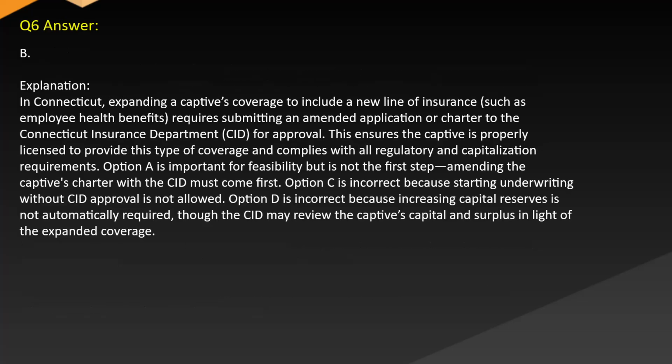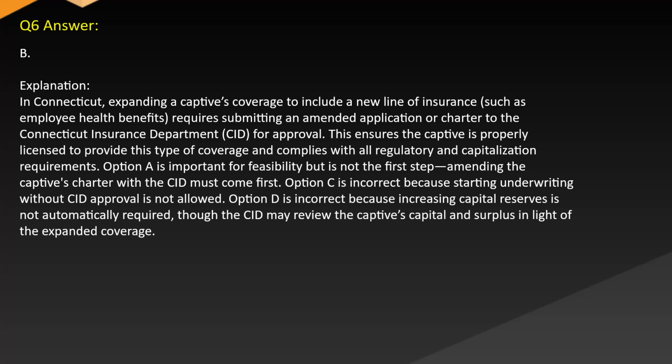Answer B. Explanation. In Connecticut, expanding a captive's coverage to include a new line of insurance, such as employee health benefits, requires submitting an amended application or charter to the Connecticut Insurance Department (CID) for approval. This ensures the captive is properly licensed to provide this type of coverage and complies with all regulatory and capitalization requirements. Option A is important for feasibility but is not the first step. Amending the captive's charter with the CID must come first.